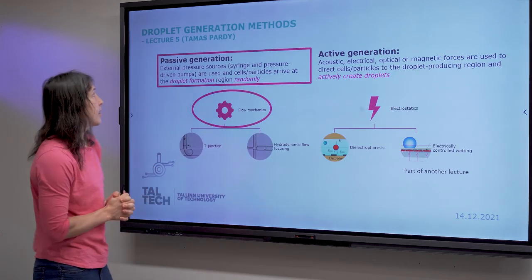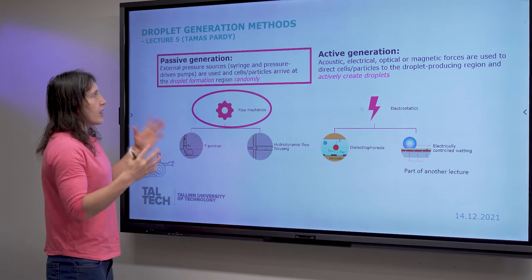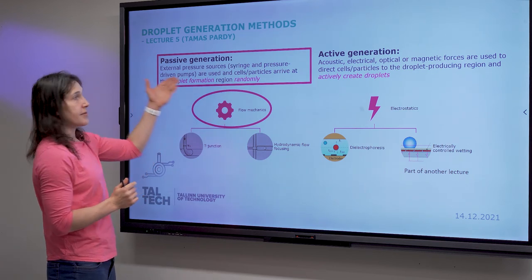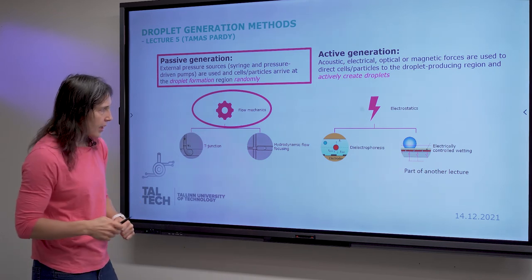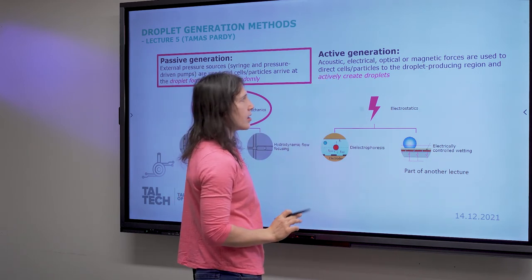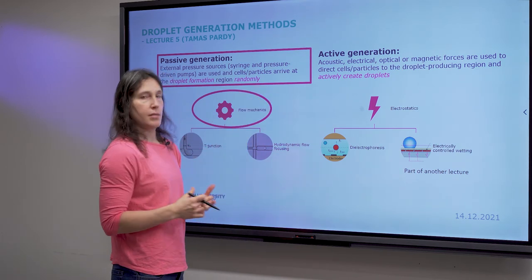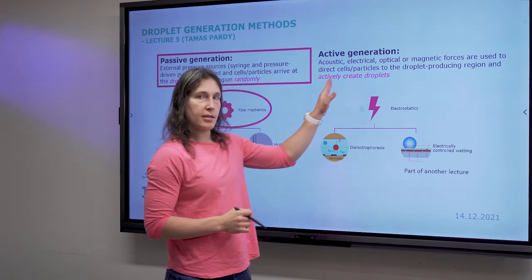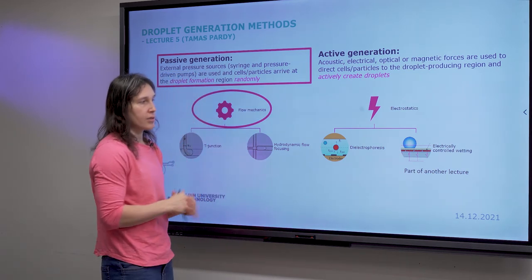So finally, droplet generation methods. Well, you have different ways you can generate. You can have a passive generation and you can have an active generation. I'll first say a little bit about active generation, where you can use different forces. It can be acoustic, electrical, magnetic. And then you use that to actually direct the cells or particles to the droplet producing region. So that is why it's called active.